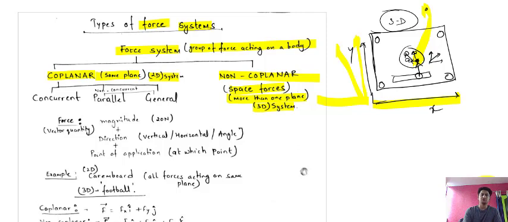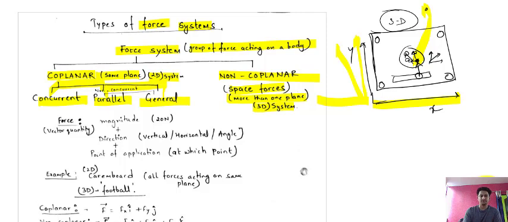Coplanar forces are subdivided into three parts: concurrent, parallel forces, and general forces. Non-coplanar forces are also subdivided into three similar parts: concurrent, parallel, and general system.